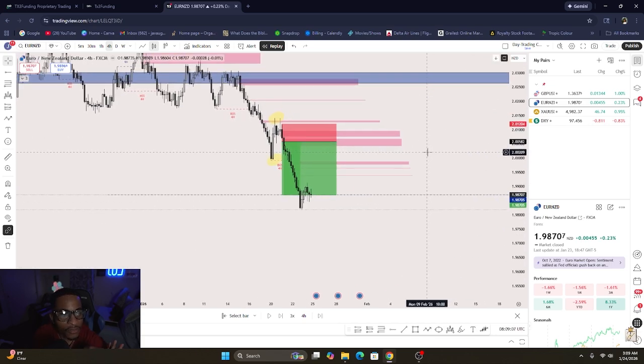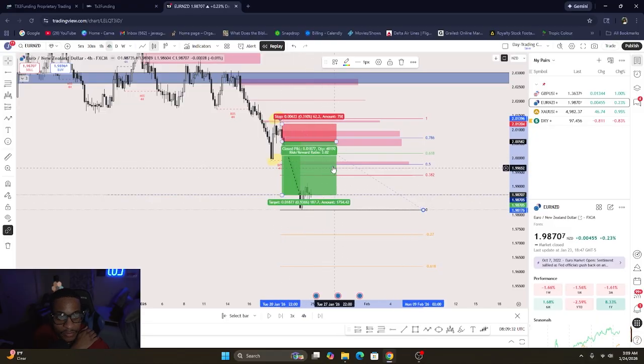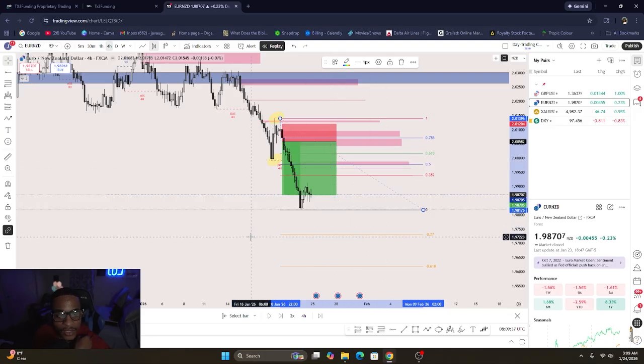And just to go over Euro NZD, price gave us the correction. Now we got another impulse. So if I use the Fibonacci again from there, this is possibly our new lower low. Now price is going to try to correct into a fair value gap to potentially make a new lower low, which is going to be at this negative 27 here.